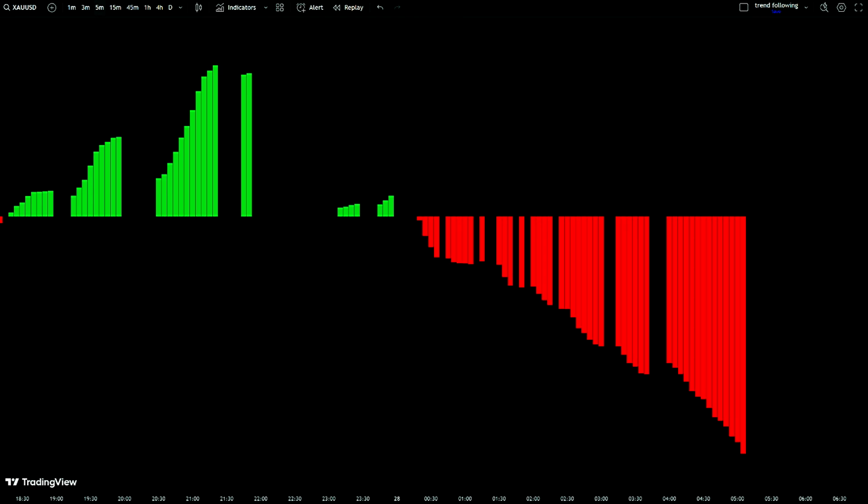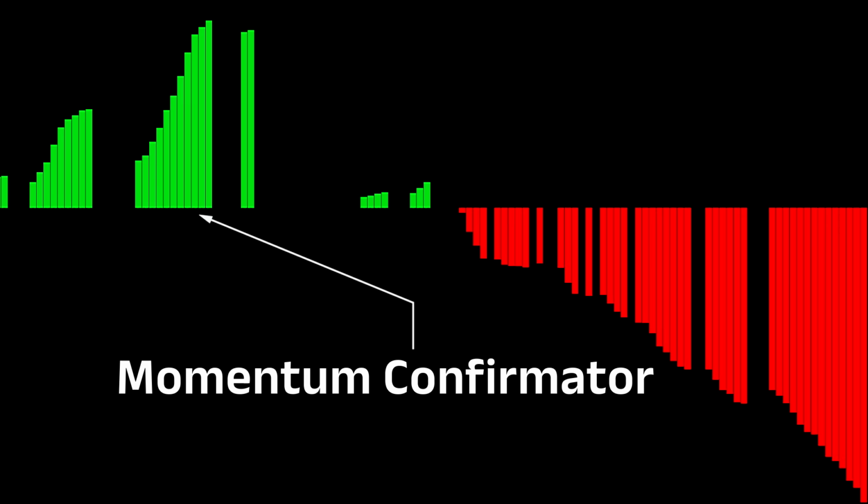When price dips in an uptrend, we wait for it to touch the 200 EMA. Then we look for our momentum confirmator. If it's weak or flat, the move is fake. Stay out. But if it suddenly spikes with power, this is your signal. This is the moment big players have stepped in. The trap has been set, but this time you're not the prey.